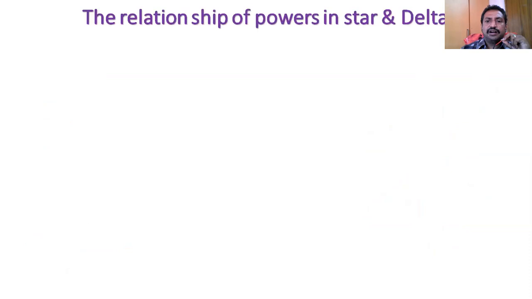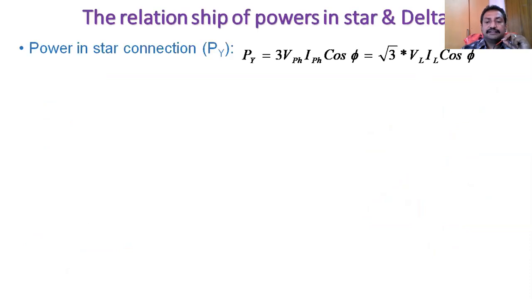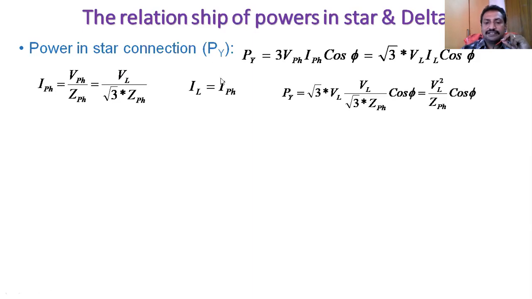Then the relationship of powers in star and delta. Already we learned the power in star is root 3 VL IL cos phi. But we know that the phase current is equal to phase voltage by phase impedance. Again, phase voltage in star connection is VL by root 3. Substitute that. Again, in star connection, IL is equal to I phase. We substitute this IL and VL in the above equation. So we get VL by root 3 into Z phase, so root 3 gets cancelled. P star is 3 VL square by Z phase into cos phi. This is the power in terms of line voltage, impedance, and power factor.